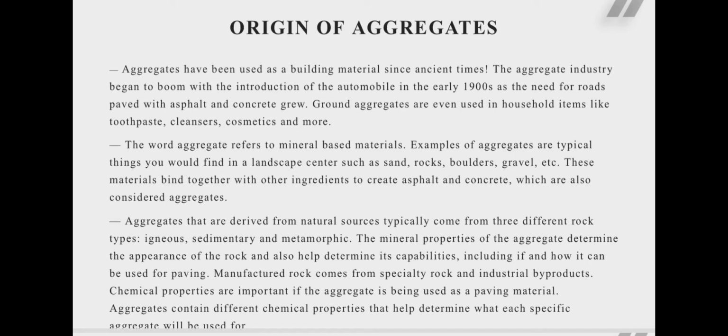Aggregates that are derived from natural sources typically come from three different rock types: igneous, sedimentary, and metamorphic. The mineral properties of the aggregates determine the appearance of the rock and also help determine its capabilities, including if and how it can be used, for instance if the aggregate is being used as a paving material. Aggregates contain different chemical properties that help determine what each specific aggregate will be used for.